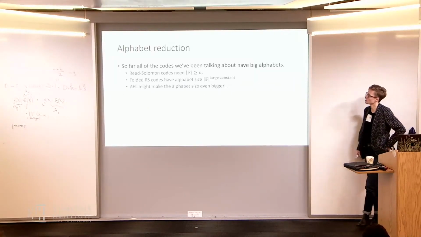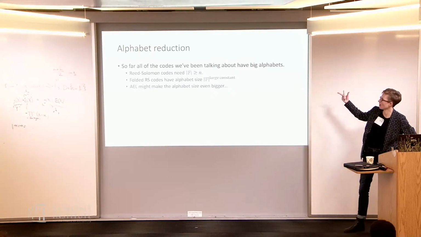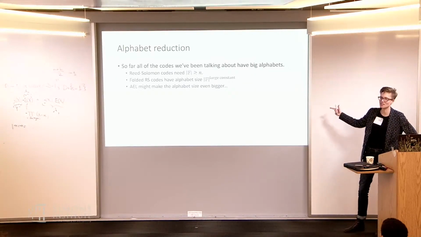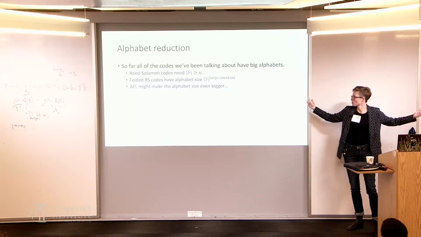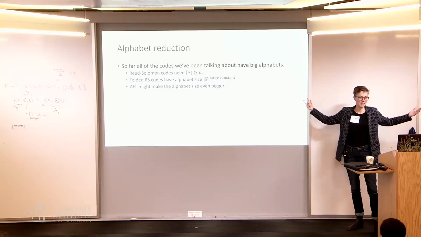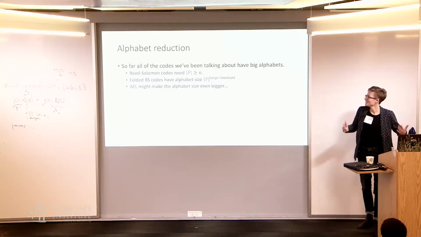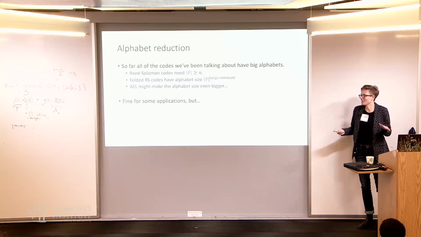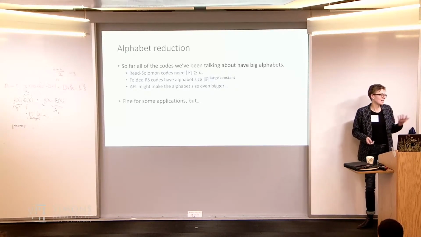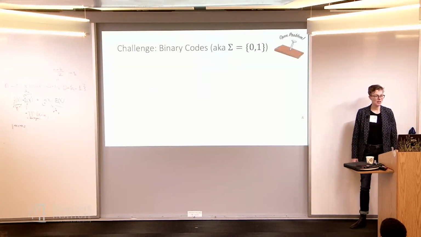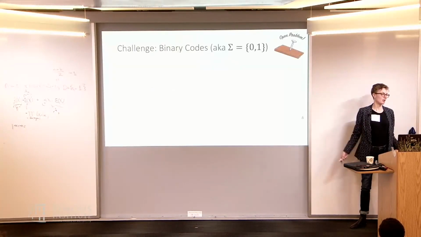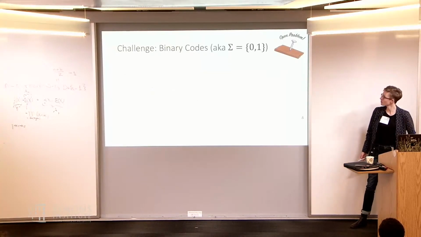So, alphabet reduction. So far, all the codes we've been talking about have big alphabets. Reed-Solomon codes need big alphabets because they need the field size to be at least the number of evaluation points. Folded Reed-Solomon codes have an even bigger alphabet size because we did the folding. AEL, this distance amplification we just saw, might make the alphabet size bigger still. Again, this is fine for some applications, but ideally we want binary codes for many applications. And I just want to take a quick aside to mention that this is a challenge. There are lots and lots of big open problems whenever binary codes are involved.